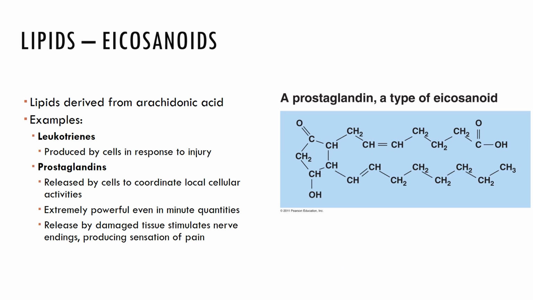A couple of other types of lipids are leukotrienes and prostaglandins. We won't focus so much on these types of lipids. They're derived from arachidonic acid. Leukotrienes are produced by cells in response to some form of injury or disease. And in ANP2, you will discuss those in a little bit of detail. Prostaglandins are compounds released by cells to coordinate cellular activity. And they're very powerful even in small quantities.